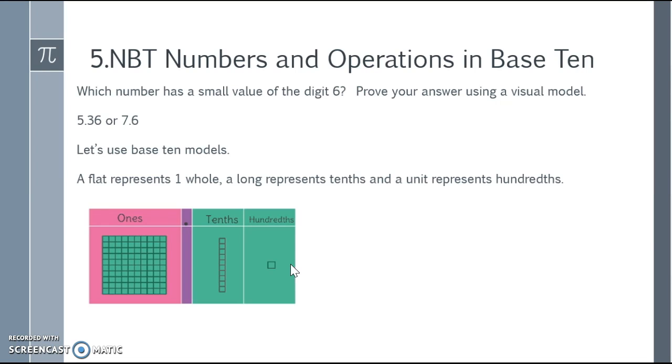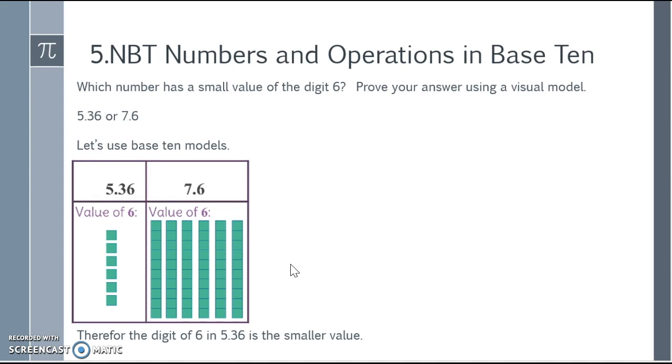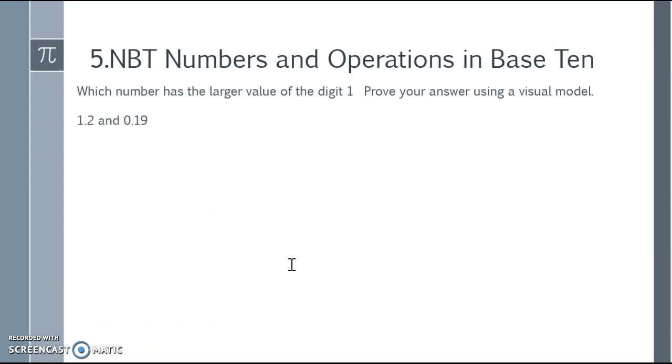Let's use base 10 models. A flat represents a whole piece, a long represents the tenths, and a unit represents hundredths. So if I have 5 and 36 hundredths and then 7 and 6 tenths, 6 hundredths would be 6 little unit pieces, whereas 6 tenths would be 6 longs. I can visually see that the digit of 6 in 5.36 is the smaller value.